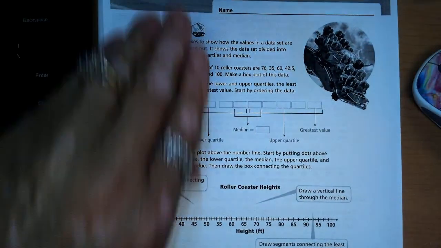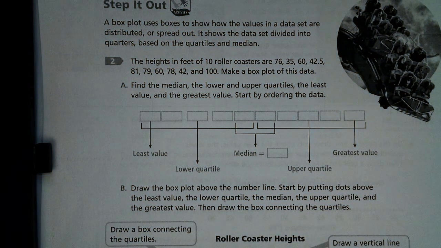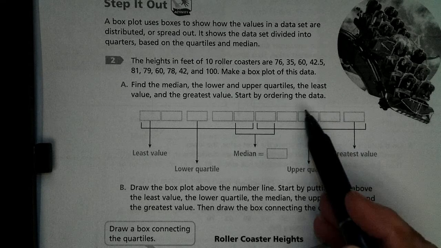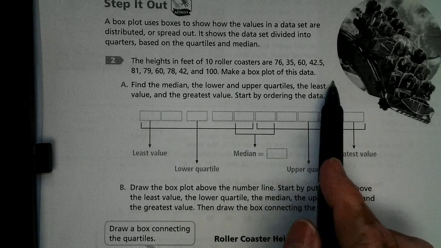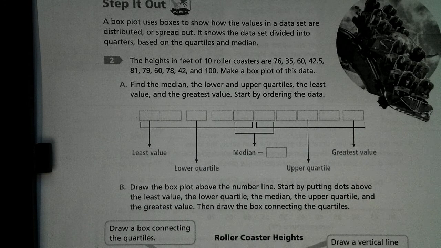So, all right. A box plot uses boxes to show how the values in a data set are distributed or spread out. It shows the data set divided into quarters based on the quartiles and the median. The height and feet of 10 roller coasters are here. Make a box plot of this data. All right, so the first thing we have to do is put them in order.